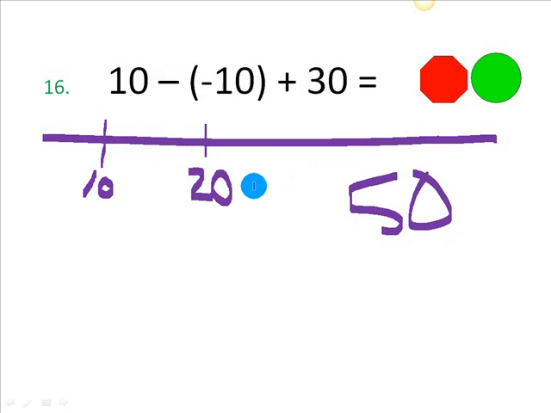Another way I like to think about it is when I have a negative, then I use this negative to come over here. I turn it on its side, and I make that a positive. And if I've used it, then this goes away. And so now I have 10 plus 10 plus 30. Taking away a negative is a positive thing.